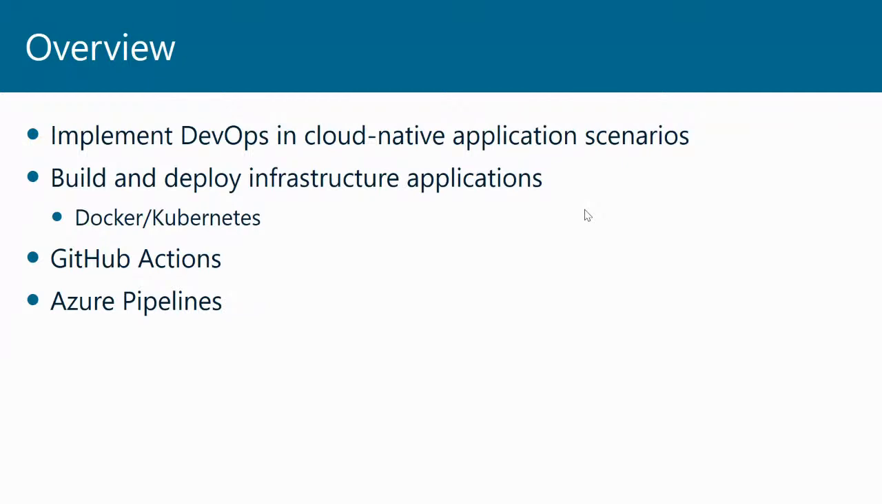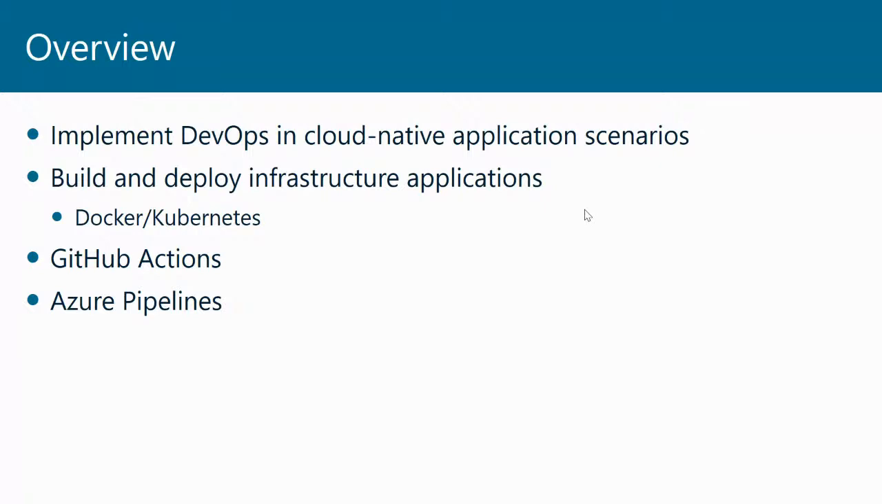More specifically, we're going to talk about implementing DevOps in cloud-native application scenarios. We'll look at building and deploying infrastructure apps. And as I just mentioned, Docker and Kubernetes is the example we're going to use here. If you don't know a lot of Docker and Kubernetes coming into this session, don't worry, because it doesn't assume a huge amount of knowledge of that. But for those of you who are familiar with it, you'll recognize elements of both of those technologies in the examples we're going to be using here.